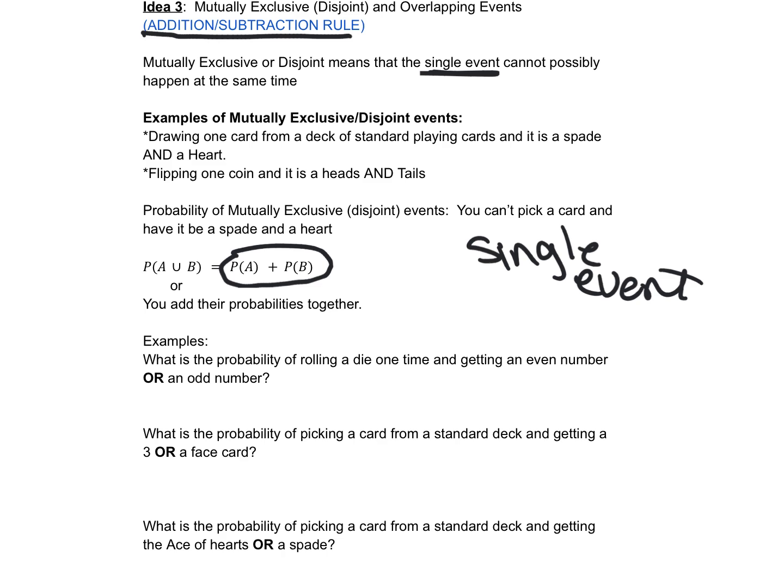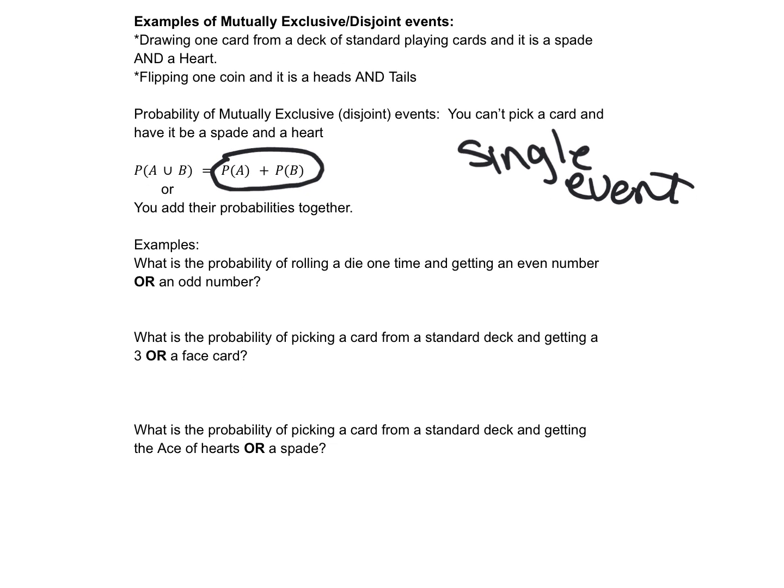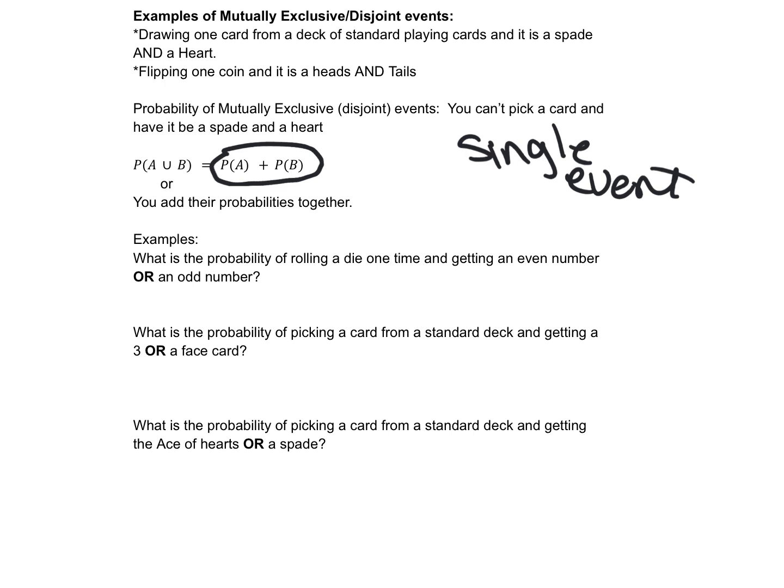We are just looking at one card and that's it. So what is the probability of rolling a die one time and getting an even number or an odd number? Well, even numbers are 2, 4, and 6. There are 3 of them out of 6, plus we're going to add odd number, which is also 3 out of 6. So you have a 1 out of 1, which is guaranteed you will get either an odd or an even number.